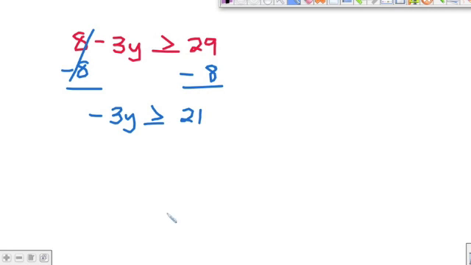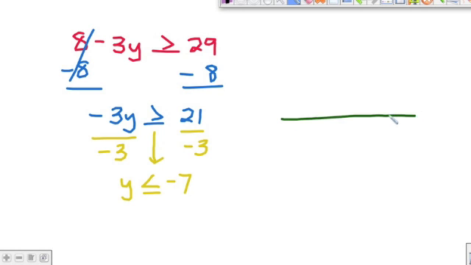All right, to get that variable by itself, I'm going to divide because right now they're being multiplied. I'm going to divide by a negative 3. Now if you notice, here's a rule. Whenever you divide by a negative integer, your inequality sign is going to flip around. So, watch this. I'm going to flip this sign around because I divided by a negative. 3 goes into 21 7 times. A positive and a negative give me a negative. So now my answer is y is less than or equal to negative 7.